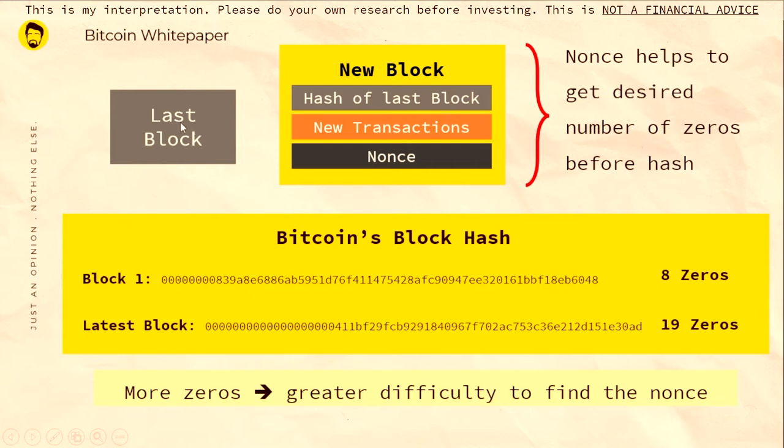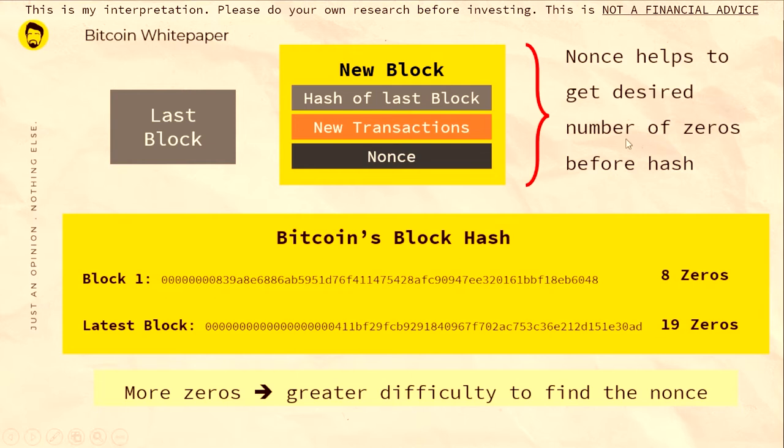Suppose there were a lot of blocks coming here, many blocks before this, and this is the last block in the entire blockchain. Now there is a new block which is formed. So how will a new block be formed? It will form by taking the hash of the last block and taking all the transactions which happened in this new block. So this is enough to create a hash. But before creating the hash of the new block, we also add a specific number. This is called nonce. This nonce helps us to get the desired number of zeros before the hash, and finding these zeros is exponentially difficult as we increase the number of zeros.